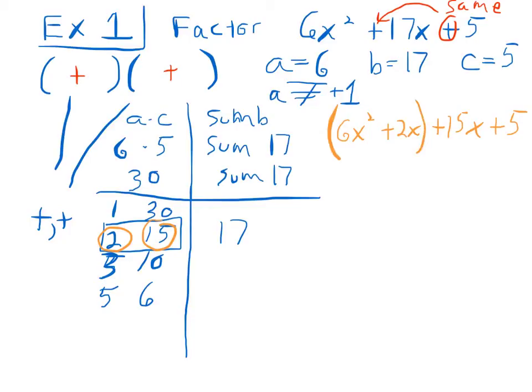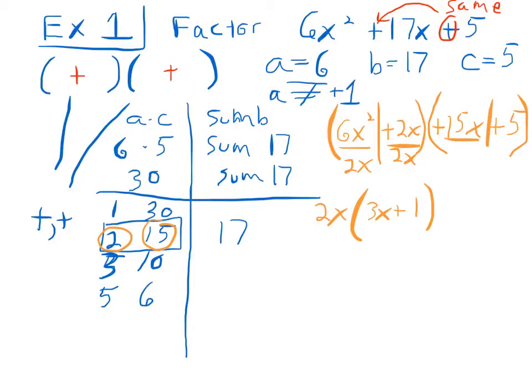So now I factor by grouping. Okay, what's common to both of these terms? Well, I have a 2x common to both. So I'm going to factor out that 2x. That leaves me with 3x plus 1. Okay, what's common to both of these terms?